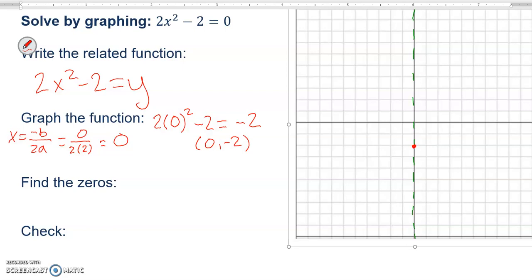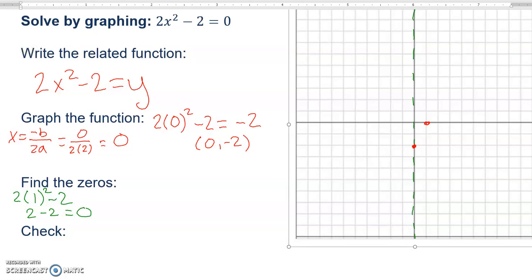And now we're going to find our zeros. So I'm going to try plugging in 1 first. So we'll do 2 times 1 squared minus 2. So 1 squared is 1 times 2 is 2, so 2 minus 2 equals 0. So 1, 0 is our next point.